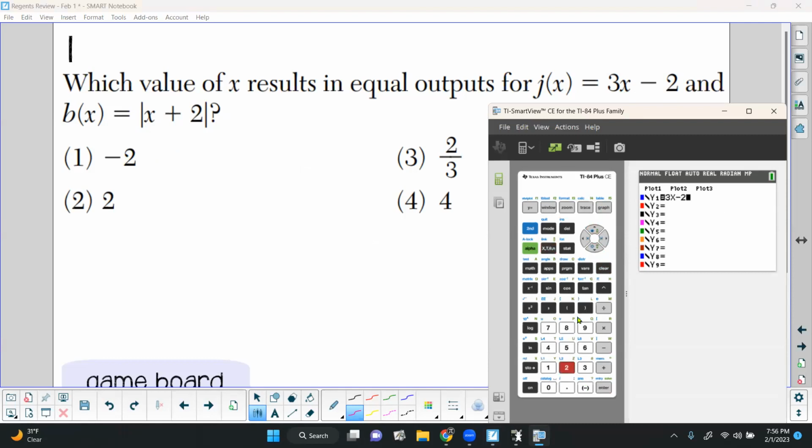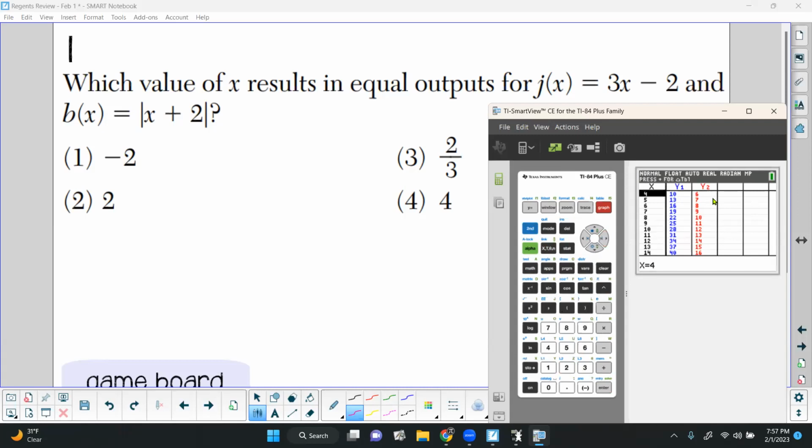3x minus 2. And the second one is absolute value. Remember, you can get that in the math button here by arrowing over to the number menu. So math number, absolute value of x plus 2. All right, there's our two functions. If we look at their tables, we can look for matches, right? You can scroll up and down the table.